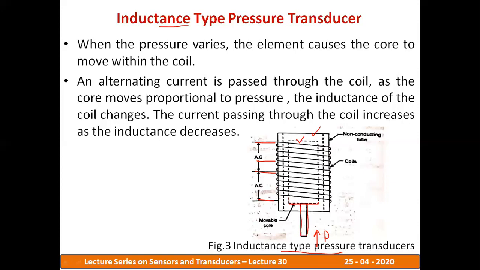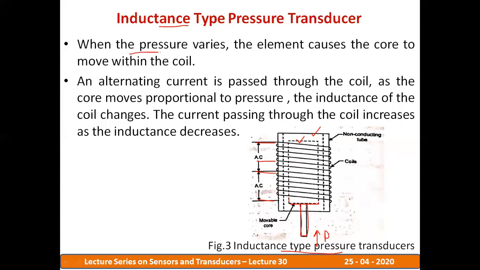Basically it looks like a transformer. We have a coil, and inside the coil we have the core which is movable, and its rod is connected to the Bowden tube. Whenever the Bowden tube senses the pressure, it is going to move the core of the setup.